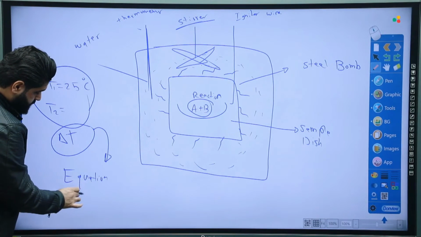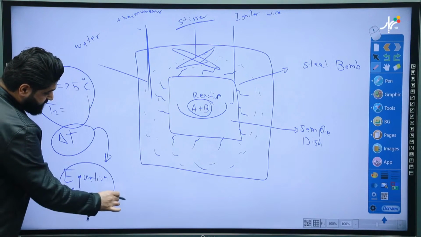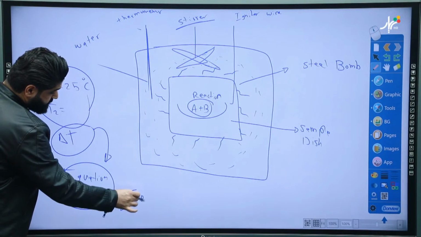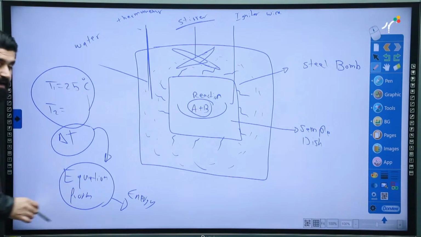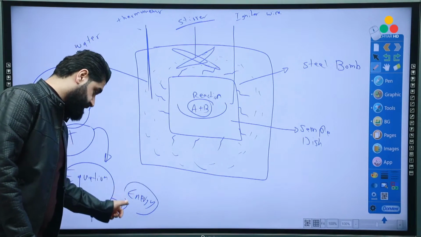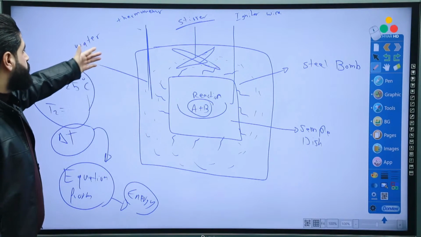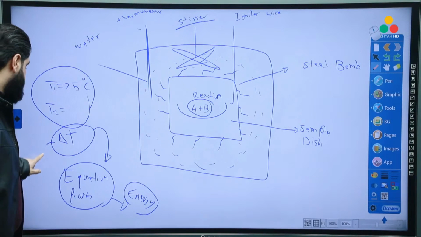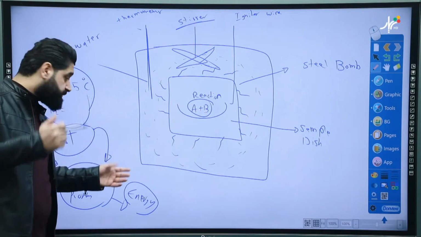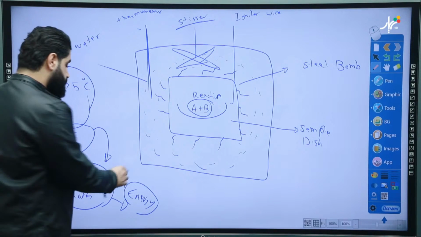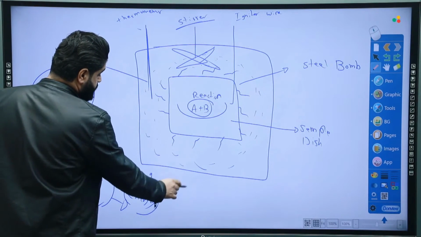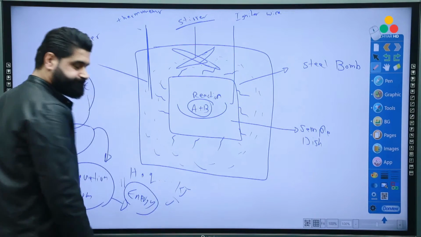Equation form, we can get the value of energy. That's why we say energy is measured indirectly. Before, we just measure delta T, then we use delta T in an equation formula. After that, the final result will be energy, which is heat or Q, in kilojoule or joule.